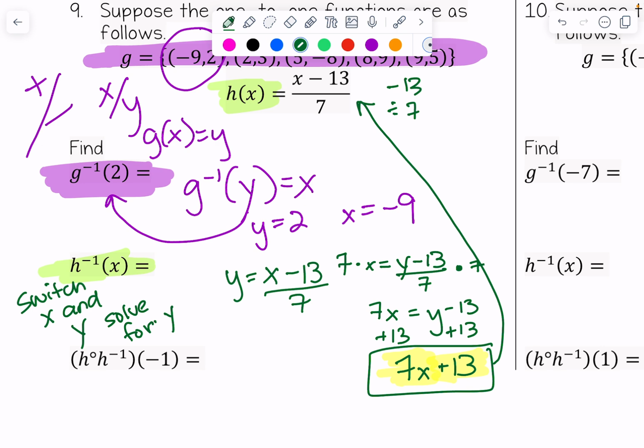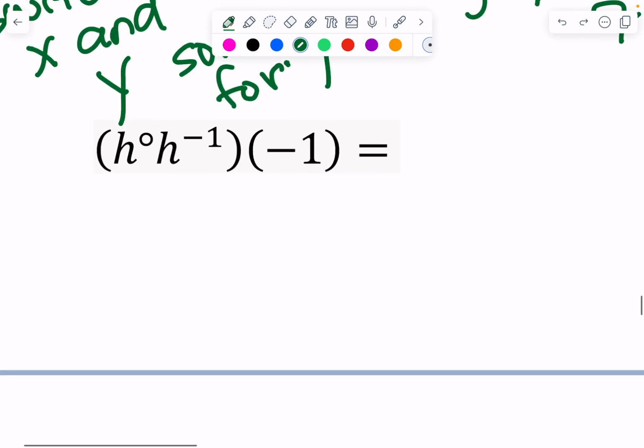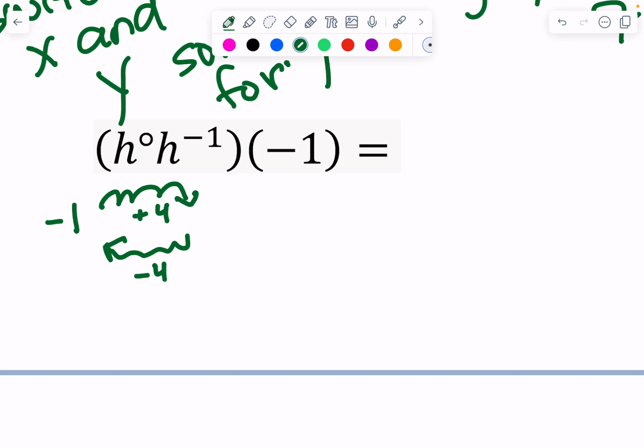Now, let's talk about this. If I did one inside of the other, which is what this means, it says apply both of them. Do the x minus 13 divide by 7, and then take it and do the inverse. Whenever we're doing this, I want it to always be like, if I started at -1 and I added something 4 times and then I minused it 4 times, where do I land? I land back at -1. So when I apply the inverses of each other, we just always land back where we started. It should always be there.